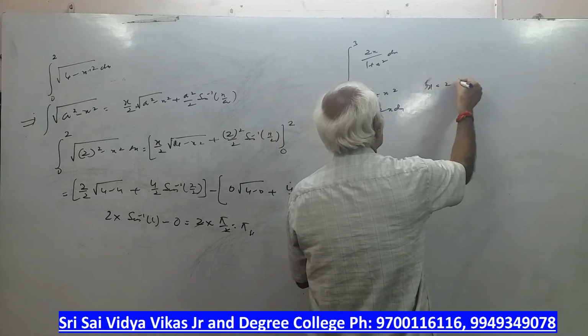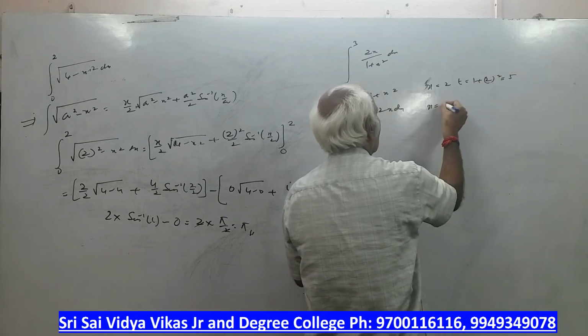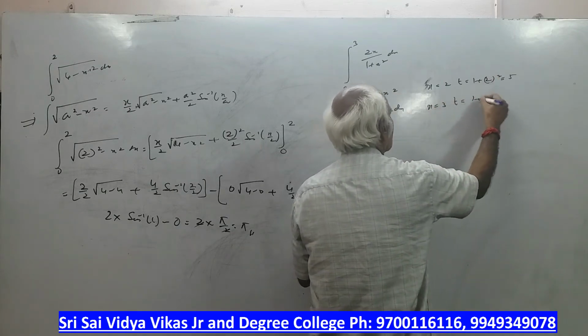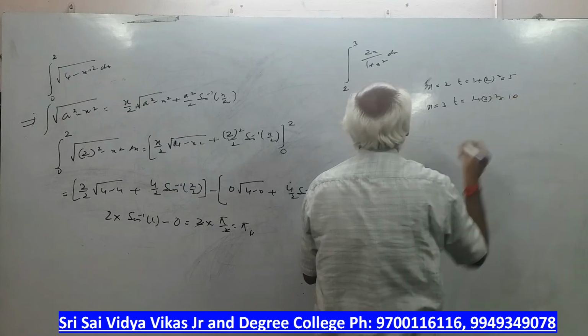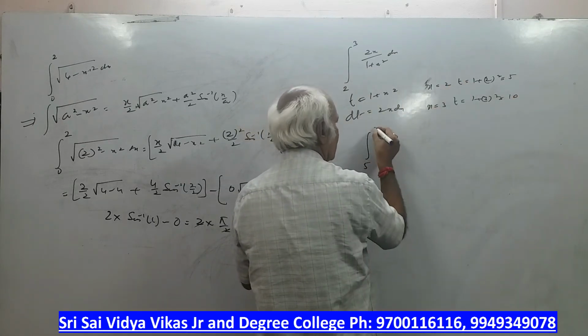When x is equal to 2, t is equal to 1 plus 2 square, which is 5. When x is equal to 3, t is equal to 10. Change the limits: 2 is becoming 5, 3 is becoming 10.